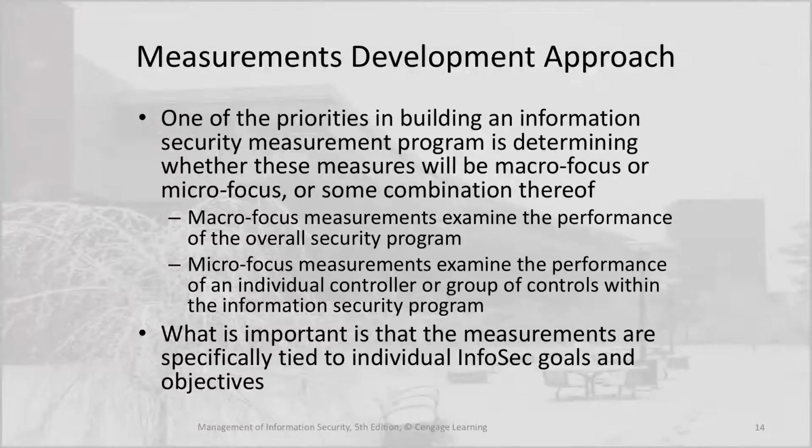One of the priorities in building an information security measurement program is determining whether these measures will be macro focus or micro focus or some combination thereof. Macro focus measurements examine the performance of the overall security program. Micro focus measurements examine the performance of an individual control or group of controls within the information security program. What is important is that the measurements are specifically tied to individual information security goals and objectives.